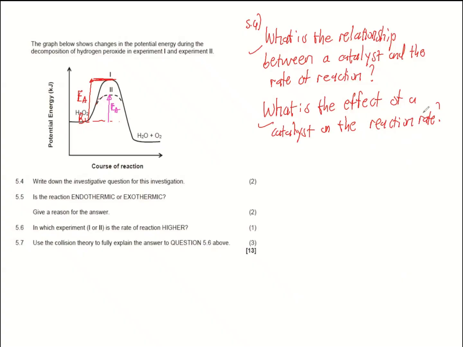Okay, so that's it. Now, 5.5 says, is the reaction endothermic or exothermic, right? In order to determine that, we have to know if the energy of the reactants is greater than the energy of the product. We know that our enthalpy change will now be less than 0. If our enthalpy change is less than 0, then we know that type of reaction to be what? Exothermic, right? So the correct answer to 5.5 is exothermic reaction.